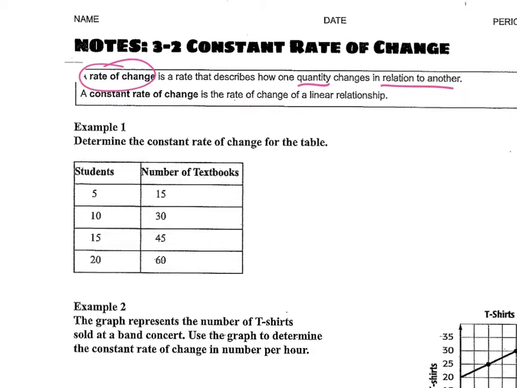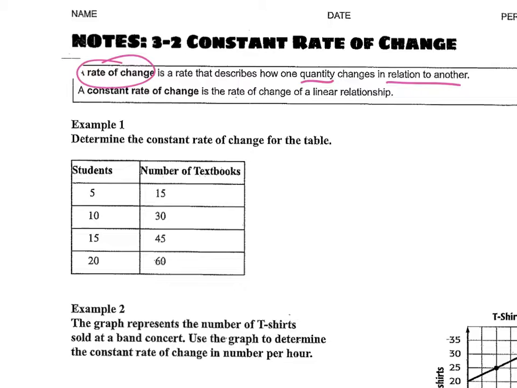Like the first one, the number of textbooks is increasing the more students we have. Because if we have more students, well, then we need more textbooks. Same thing with days and money a lot of times, or the hours and money. The more you work, the more you get paid. The only thing that's different is we're going to look at tables and graphs today, but we're still doing the same thing. How many do we need for 1 unit?